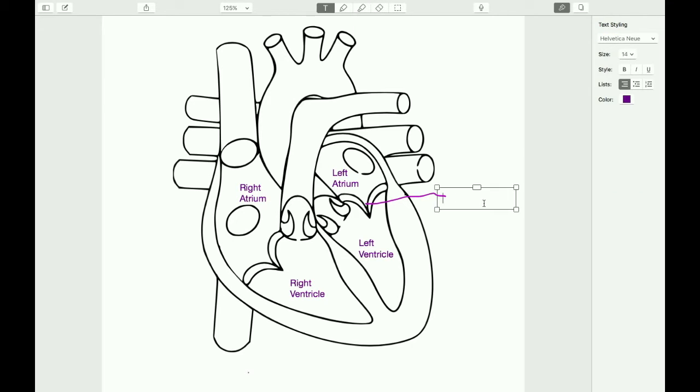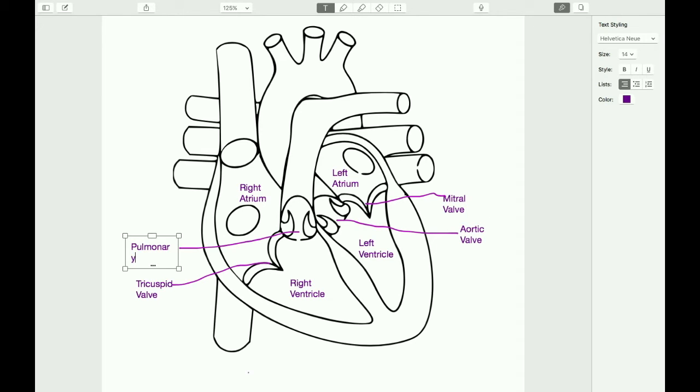There are also 4 valves. The mitral or bicuspid valve and tricuspid valve stop blood flowing back into atria when ventricles contract. The aortic valve and pulmonary valve stop blood flowing from arteries back into the ventricles.